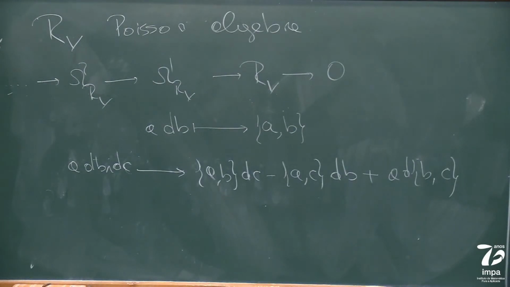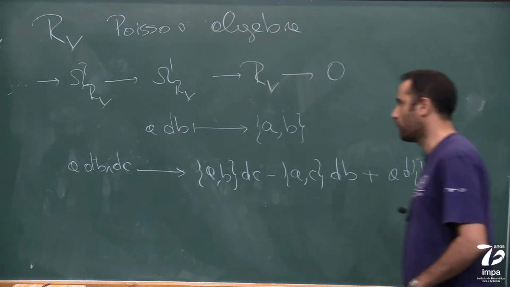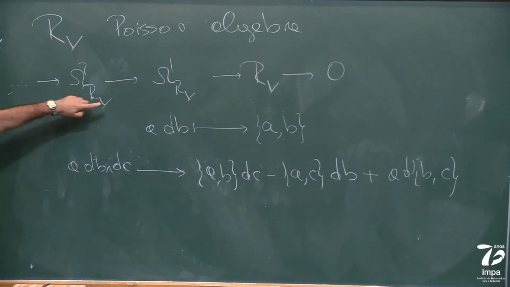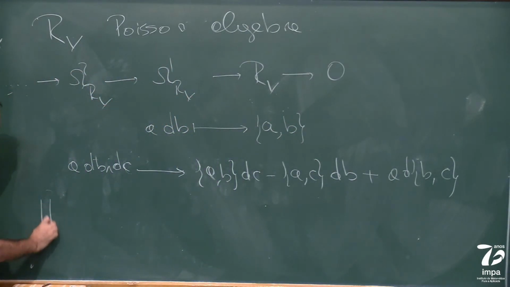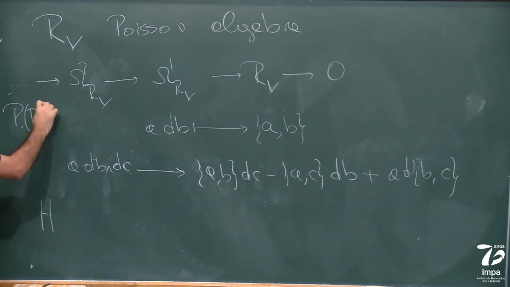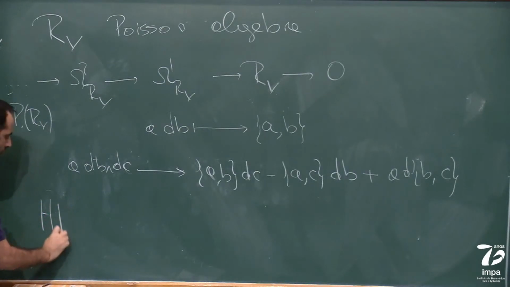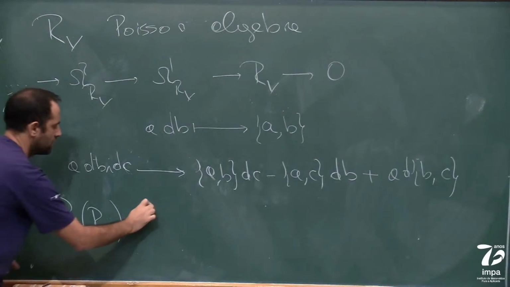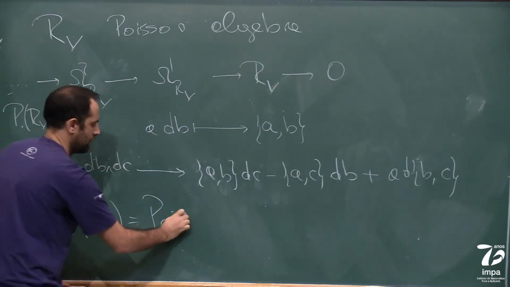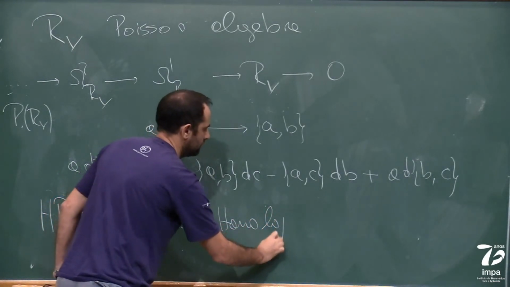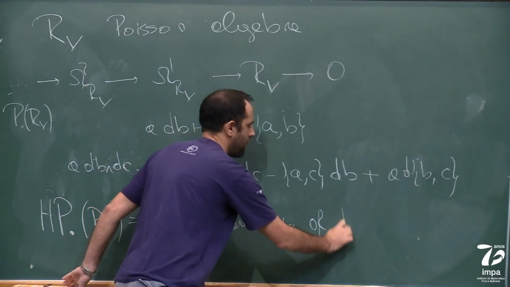And this extends to the whole de Rham algebra of RV. And the homology of this complex is called the Poisson homology. So I'm going to call this complex P of RV. And the homology, I'm going to denote it by HP dot of RV. It's called the Poisson homology of RV.